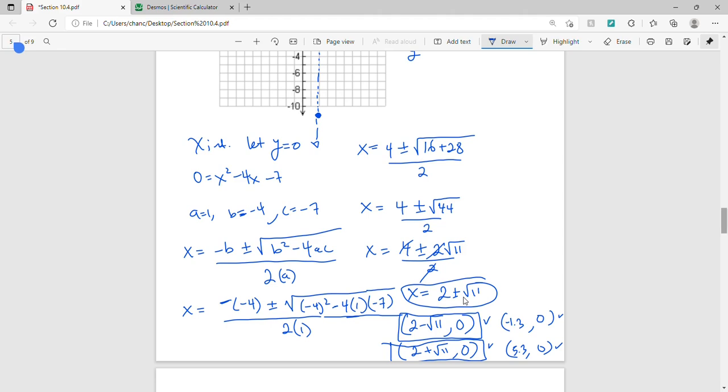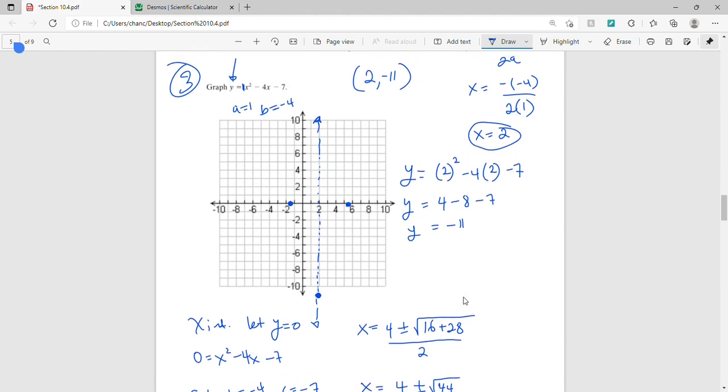One more step, we need to find the y-intercept. To find the y-intercept, you let x be equal to 0. So this one's fairly easy. We have y equals 0 squared minus 4 times 0 minus 7. So y equals negative 7, which means our y-intercept is the point 0, comma, negative 7, which is all the way down here. But I could use the axis of symmetry again to find another point. This is 2 units away from the center, and so we have another one on the other side.